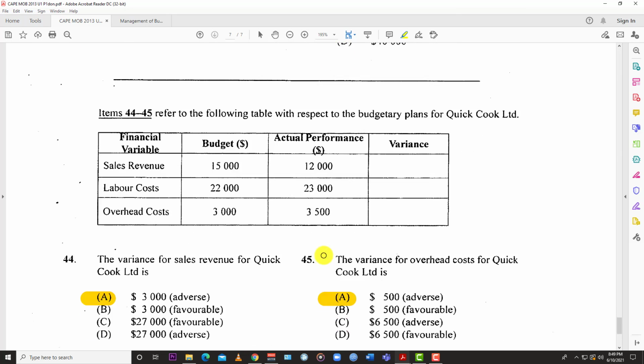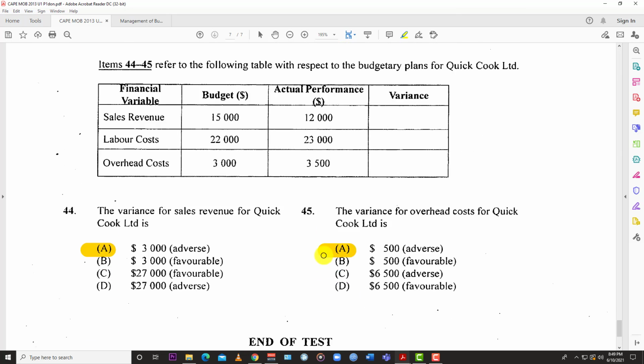All right, 44 and 45 refer to this. So we're at the end basically of this paper. So let's just get it done. Okay, good. So financial variable, budget, actual performance, variance. Remember, variance is the difference between the actual and the budgeted. So let's go. Sales revenue. The budgeted was 15,000 and the actual was 12,000. What is the variance? And so the answer here is A, 3,000.